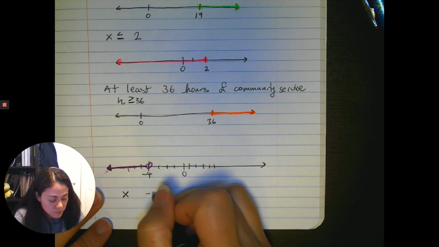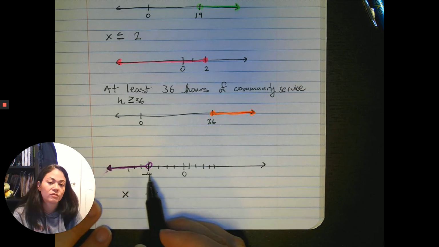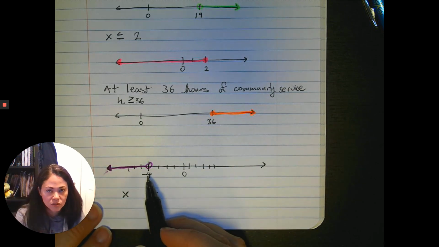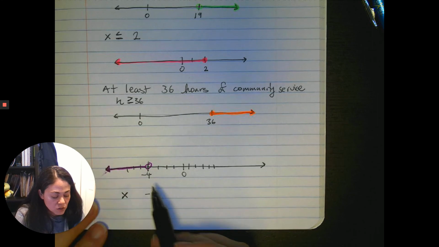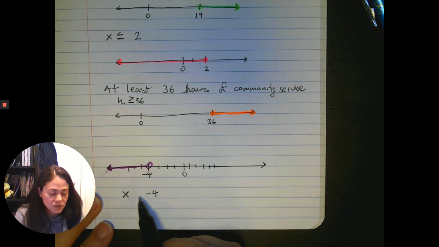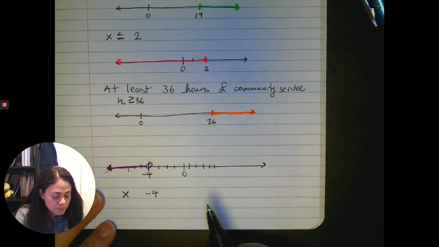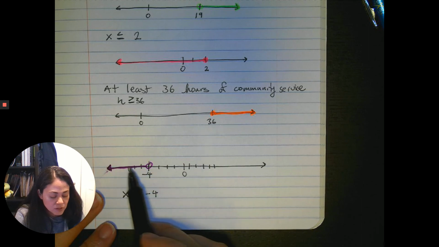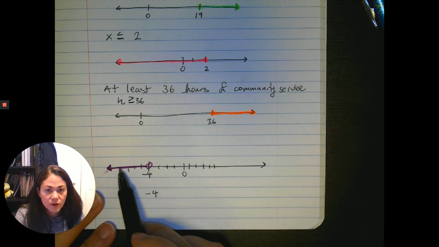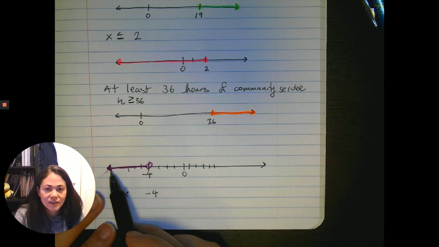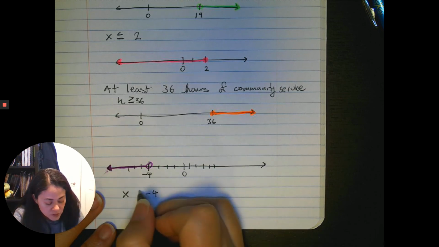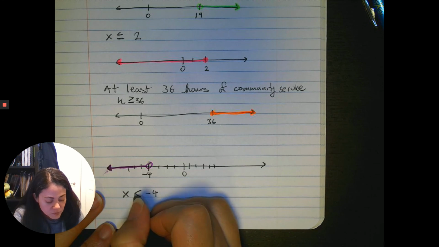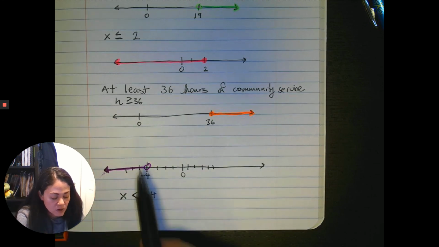-4. We know it can't be equal to -4 because it's an open circle, not a closed dot. So we're not going to have that equal sign part of the symbol. But all of these numbers that are on this arrow that are possibilities for our variable are less than -4. So I know that I'm going to use that less than symbol. And you can test that out.